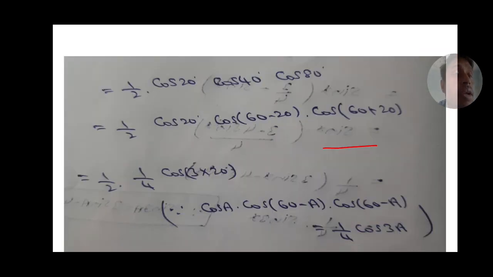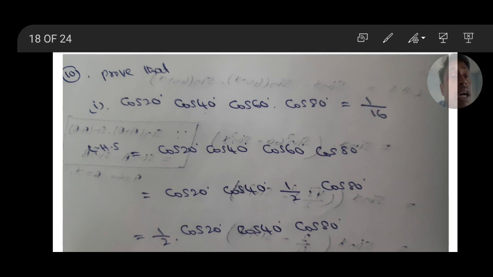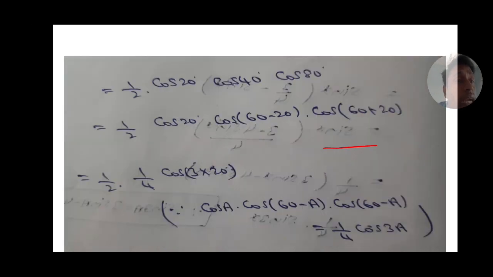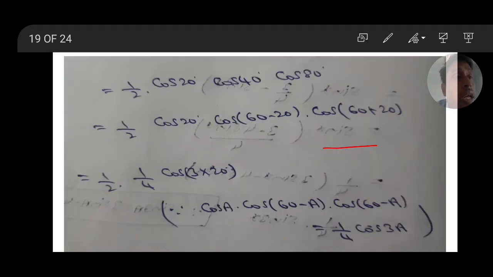Okay, here we are using the formula. In this, cos 60 value we already know is 1 by 2, and 40 can be written as 60 minus 20, 80 can be written as 60 plus 20. So we are using cos A, cos(60 minus A), cos(60 plus A) equal to 1 by 4 cos 3A. That is the formula. Okay.